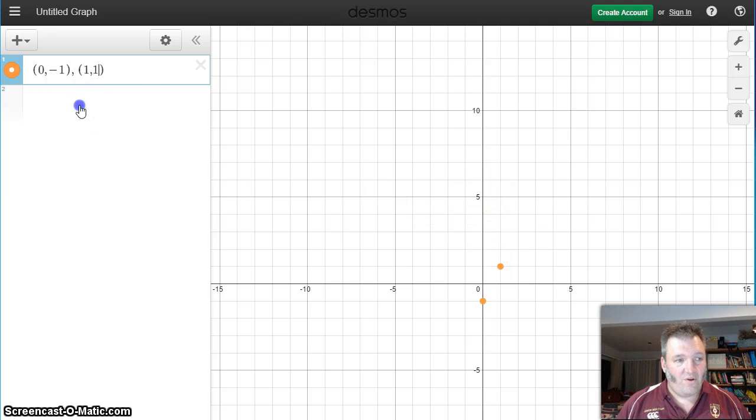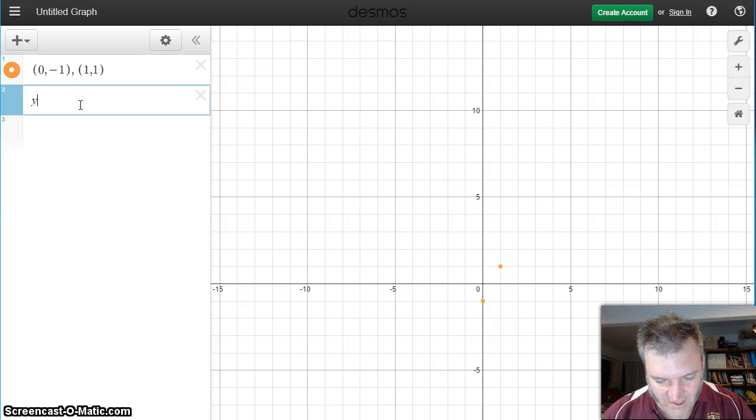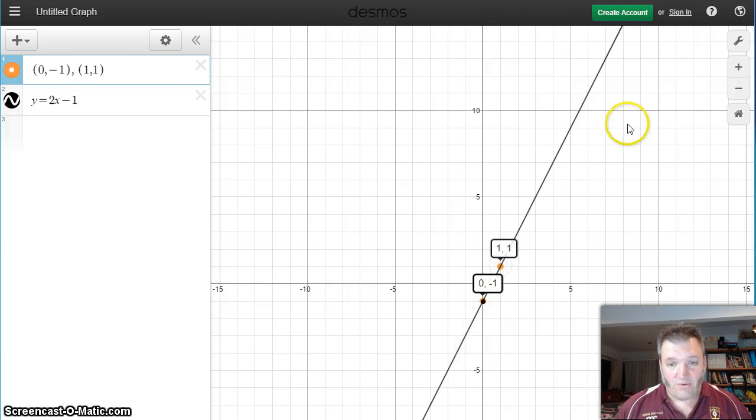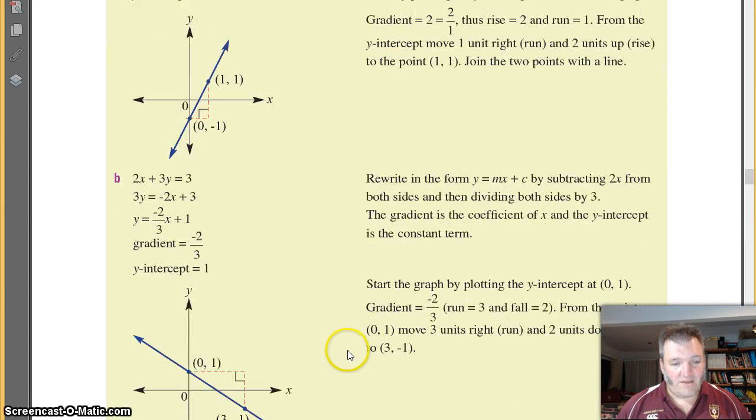So let's see if y equals 2x minus 1 really does go through those points. And bang on, it went straight through those points we expected. And so you would just draw your line through those points, put a little arrowhead on the end of it, and you're done.